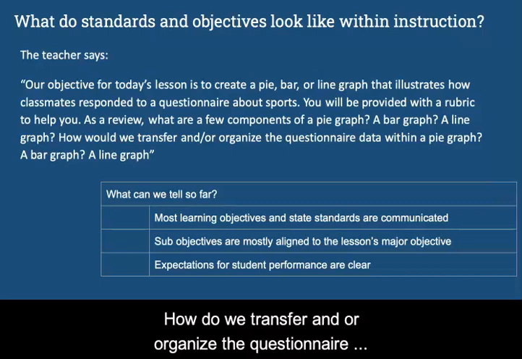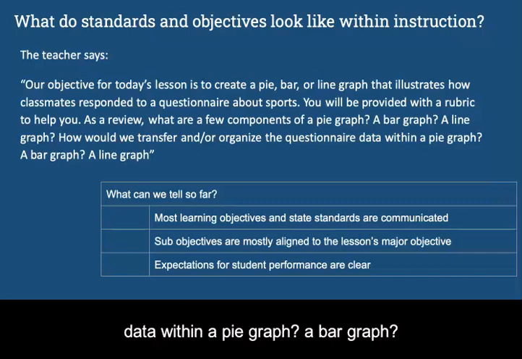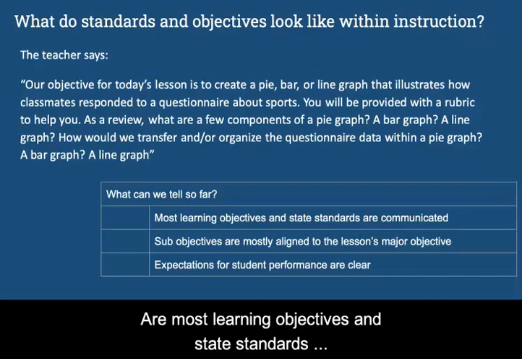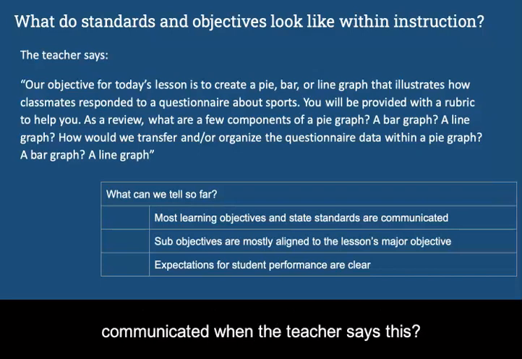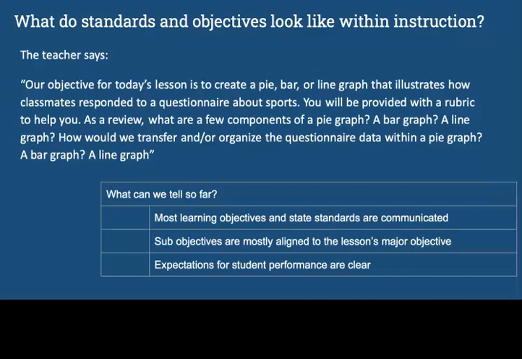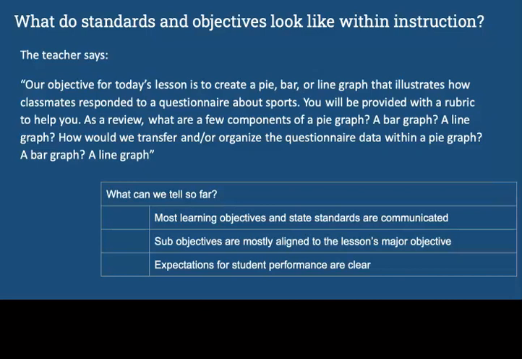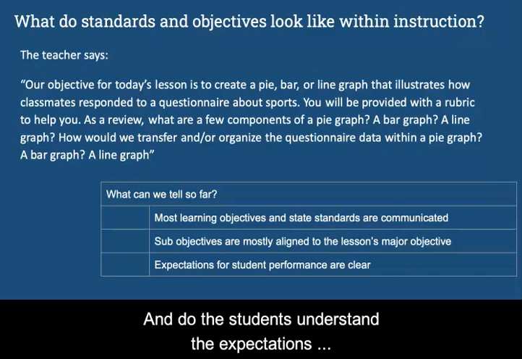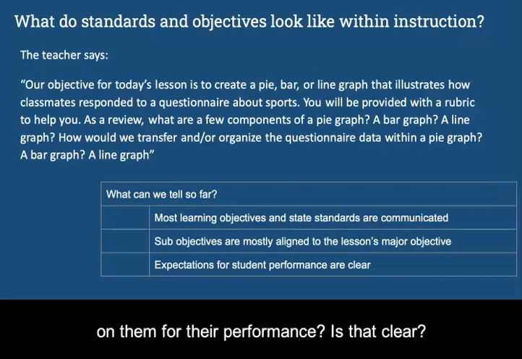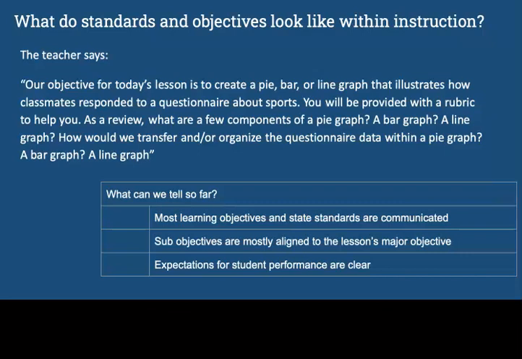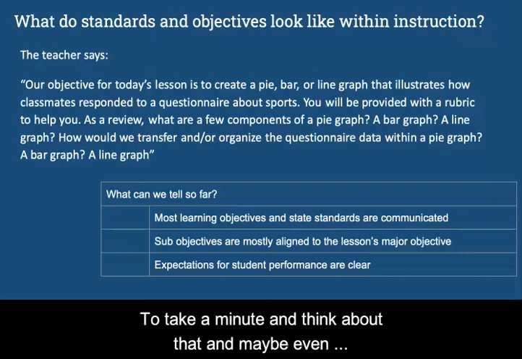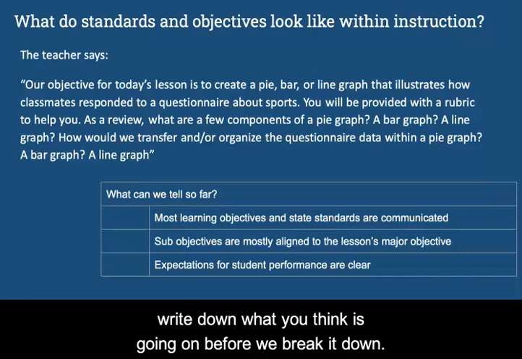How do we transfer and/or organize the questionnaire data within a pie graph, a bar graph, and a line graph? So what can we tell so far? Are most learning objectives and state standards communicated when the teacher says this? Are the sub-objectives mostly aligned to the lesson's major objective? And do the students understand the expectations on them for their performance? Is that clear? So take a minute and think about that, and maybe even write down what you think is going on before we break it down.